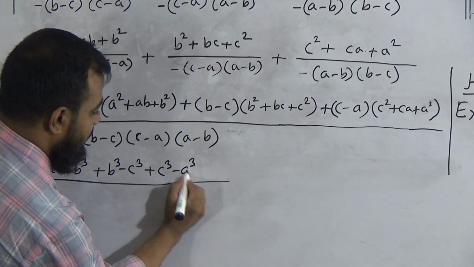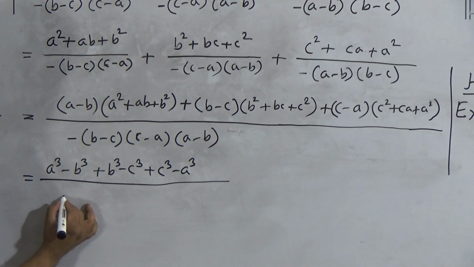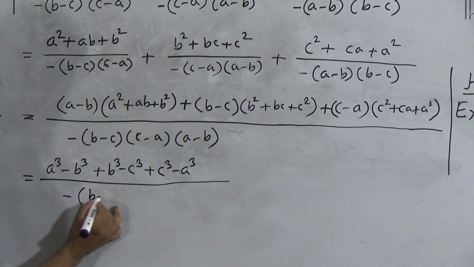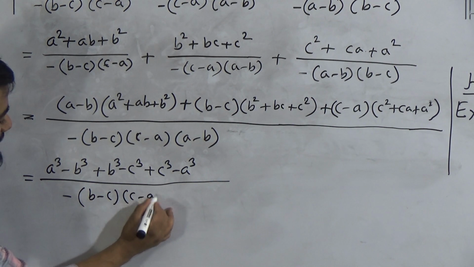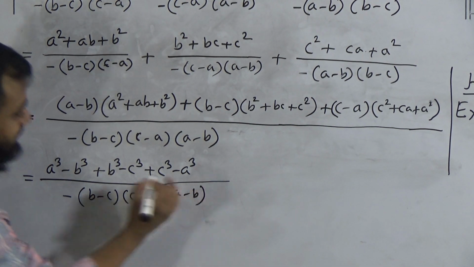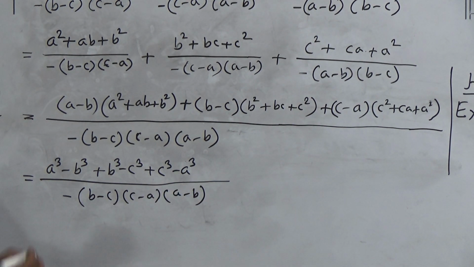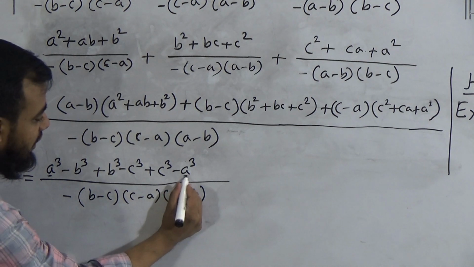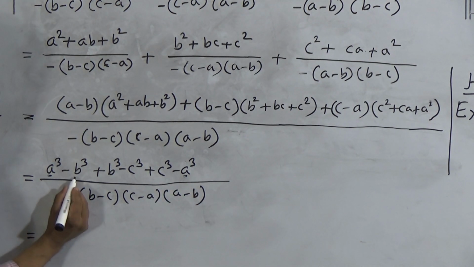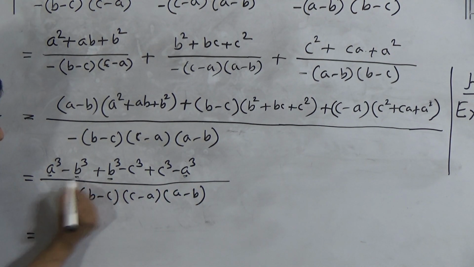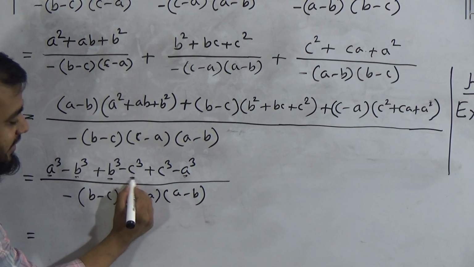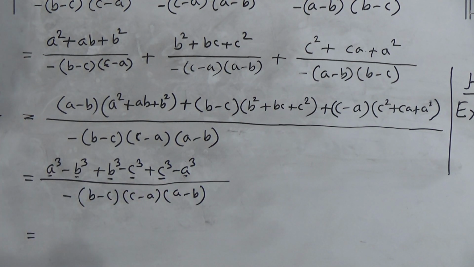We will have A cube. Okay, and in the denominator it remains unchanged here, B minus C into C minus A into A minus B. Now, students, look very carefully. We will do the addition and subtraction in the numerator. It's plus A cube, it's minus A cube, so these two will be omitted. Okay, it's minus B cube and it's plus B cube, so these two will also be omitted, and it's minus C cube, it's plus C cube, so these two will also be omitted.